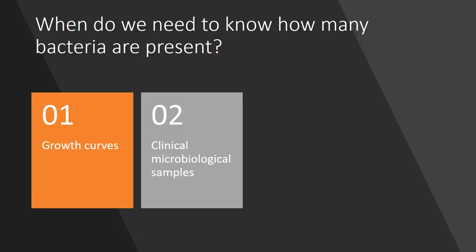Another reason why we need to know how many bacteria are present is mostly for clinical microbiologists. So clinical microbiologists often need to know the number of cells present in a clinical sample. So for example, bacterial counts of greater than 100,000 bacterial cells or colony-forming units per 1 ml is very indicative of an infection, specifically if it's a urinary tract infection.